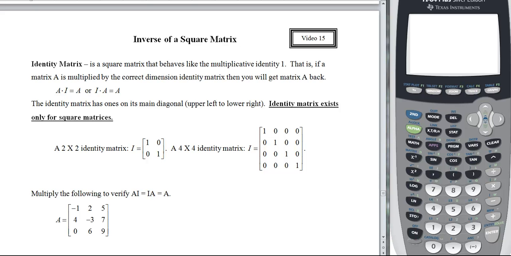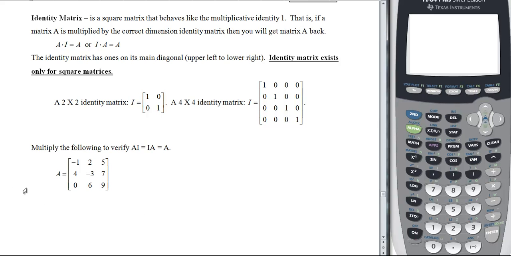That is, if a matrix A is multiplied by the correct dimension identity matrix, then you will get matrix A back. If I go matrix A times the identity, I get matrix A, or if I do the identity times A, I will get A. The identity matrix has 1s on its main diagonal. An identity matrix exists only for square matrices. This is an example of a 2 by 2 identity matrix, and we do use an I. This is an example of a 4 by 4 identity matrix.